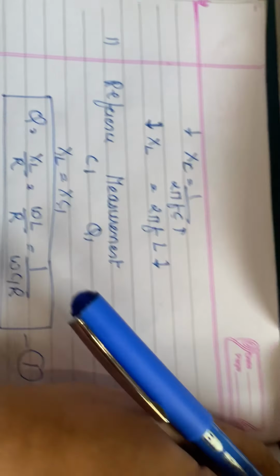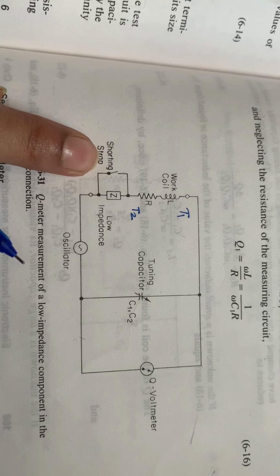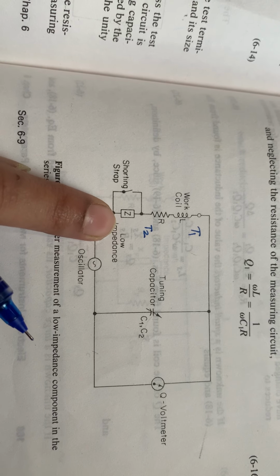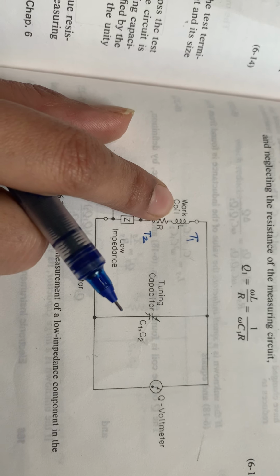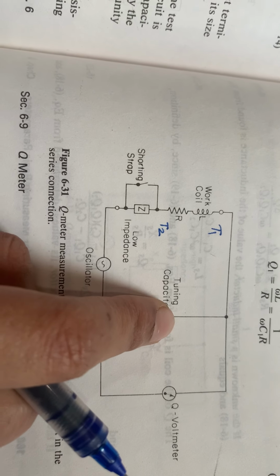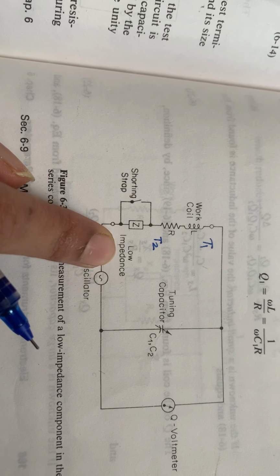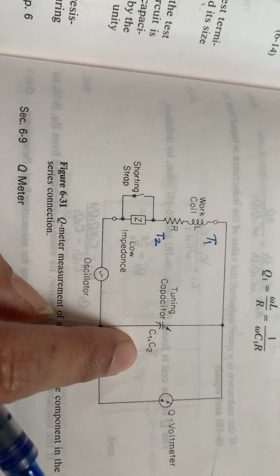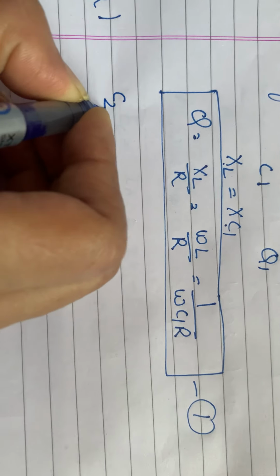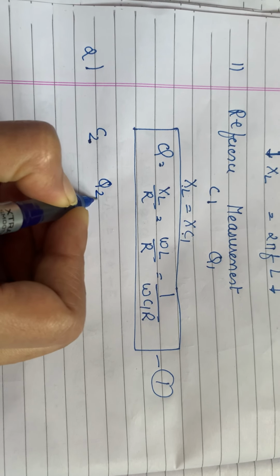Now for the second measurement, just the opposite is done. This time we are going to keep the shorting strap or the switch open. When the switch is kept open, the low impedance will automatically come in series with the working coil. Again, we will tune the capacitor. We will vary this capacitor until the resonance is achieved. Now since this time the low impedance has come into the picture, the value of the capacitor is definitely going to change. Let's say the new value of the resonating capacitor at resonance is C2 and the corresponding value at the Q voltmeter is Q2.